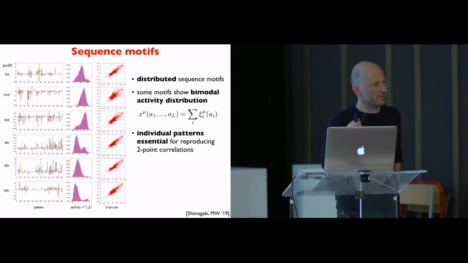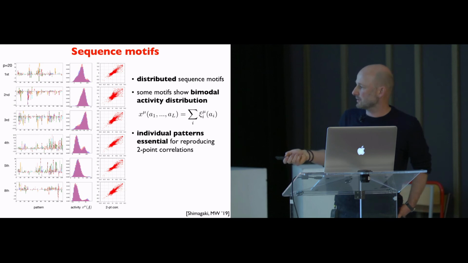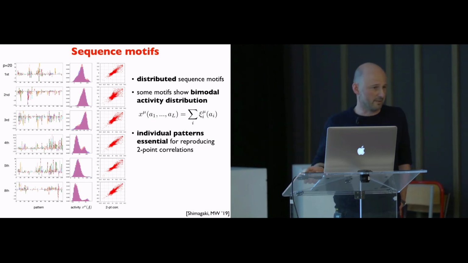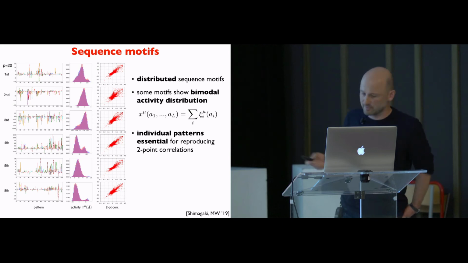You can even convince yourself that these motifs are individually very important, because you can just look at what happens if you remove one of these motifs from the model. So you just leave the other 19. You sample from this model, and then you look, for instance, at the 2-point correlations, whether the empirical and the sampled from the reduced model still coincide, and you see it's quite messy. It's much, much worse than it used to be in the full model. But now the important point is that we have this bimodal distribution.